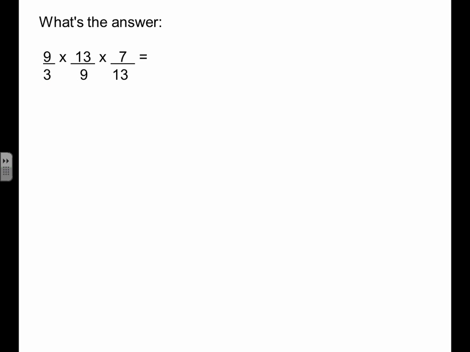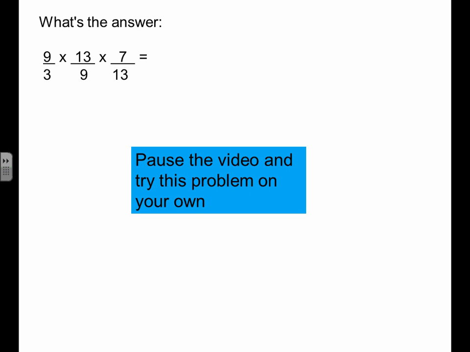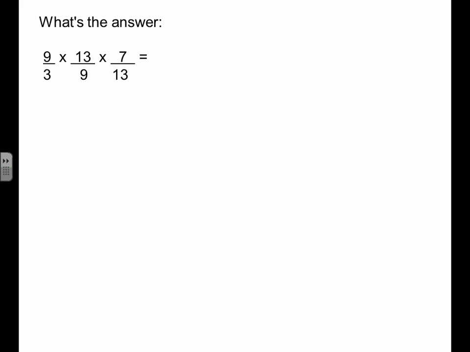Okay, let's try this concept again. Please pause the video and try this question on your own. All right, now that you've had a chance to try this, let's keep using that shortcut. Since I have a 9 on top and a 9 on bottom, I'm just going to cancel them out. Same thing, since I have 13 on top and 13 on bottom, I'm going to cancel them out. And what do we have left? We have 7 on top divided by 3 on bottom, so we get an answer of 7 over 3. Nice simple way of doing these types of problems.